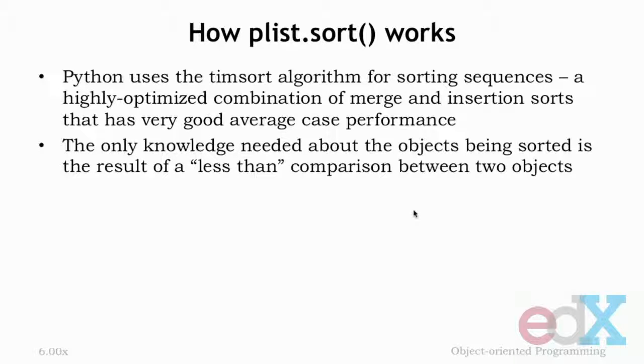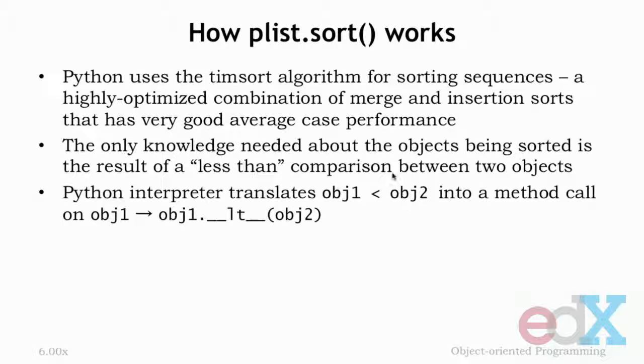Well, the only knowledge that the timsort algorithm needs about the objects that it's sorting, the objects that appear on the list, is it needs to be able to compare two of those objects and get back, using a less than operation, an answer of whether one object is less than another. So that's the only operation that we have to define on the objects in a list in order for them to be able to be sorted by the sort routine.